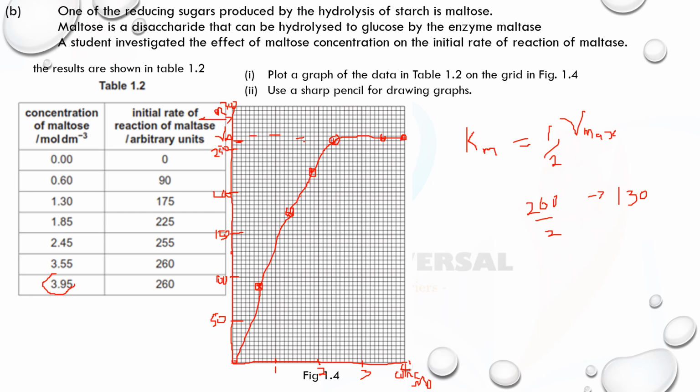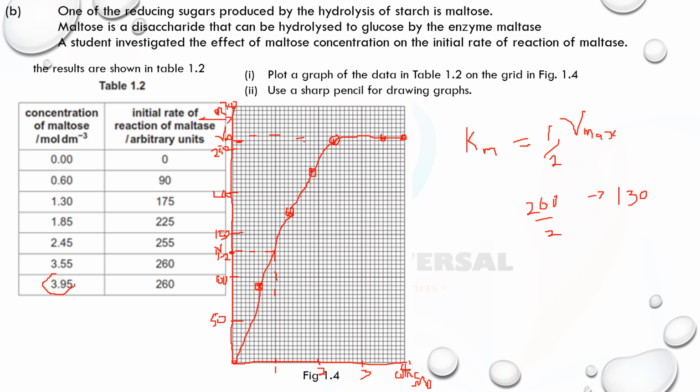So this is half Vmax. Yeah, this is what you might be asked to do in the exam. Then if you want to find your Km, trace it to the curve. Let's trace it to the curve. Can you see where it touches the curve?